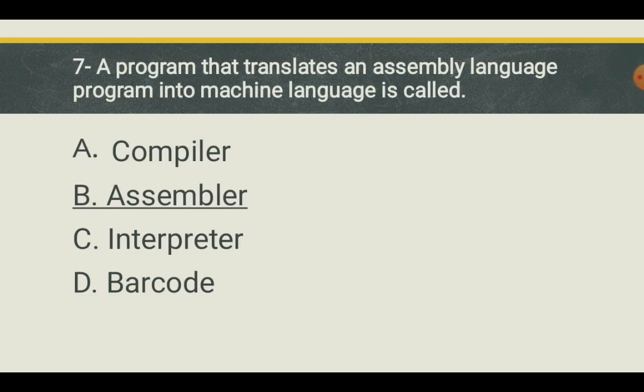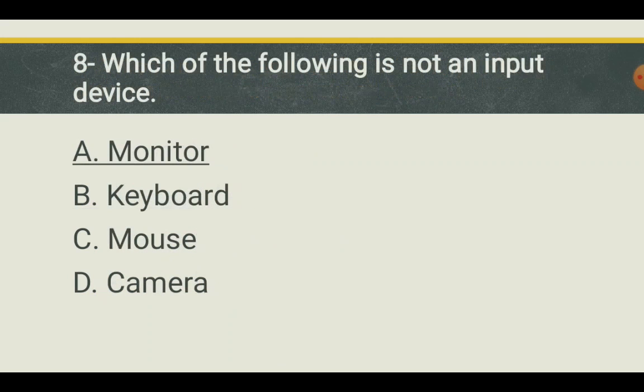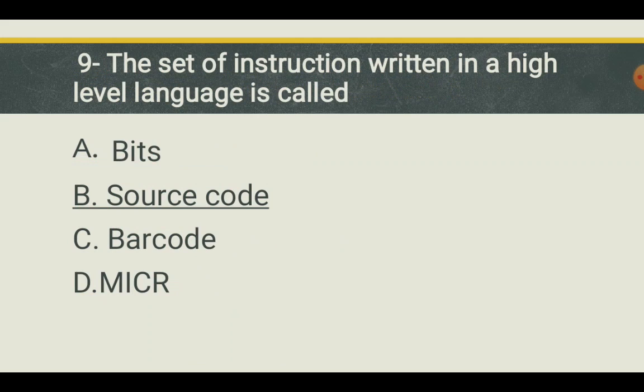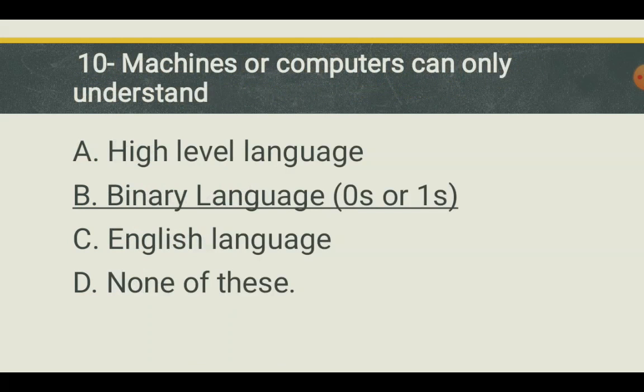The correct answer of seventh question is option B, assembler. I hope you got it right. The correct answer of eighth question is option A, monitor. I hope you got it right. The correct answer of ninth question is option B, source code. I hope you got it right. The correct answer of 10th question is option B, binary language. I hope you got it right.